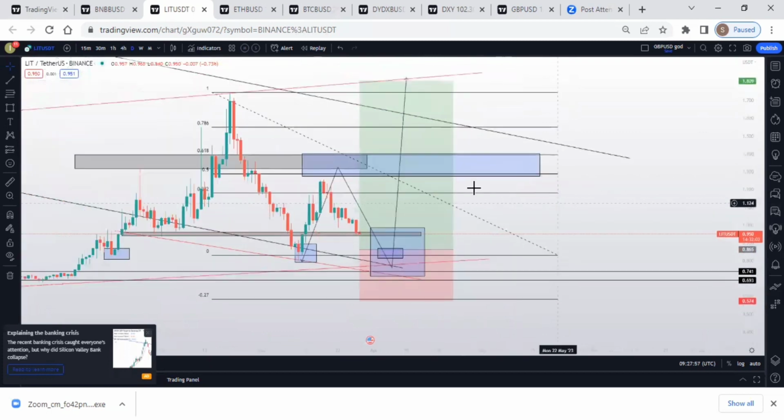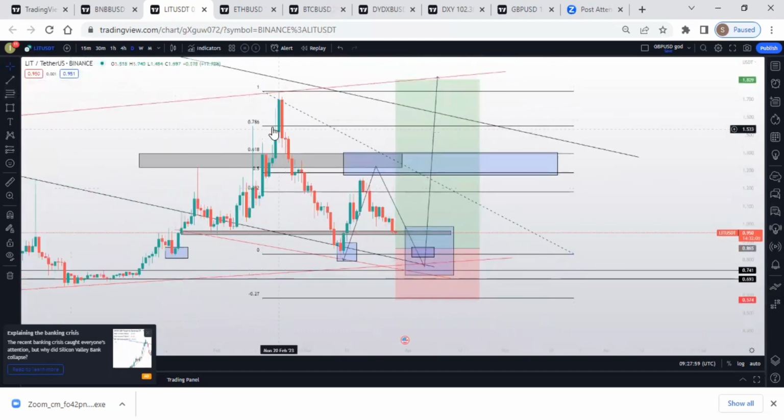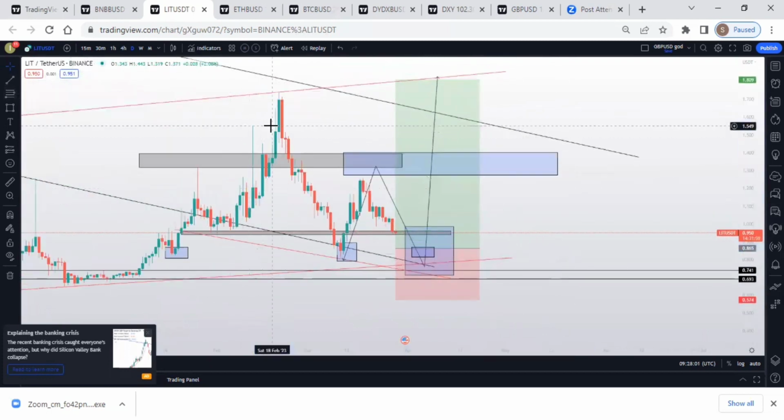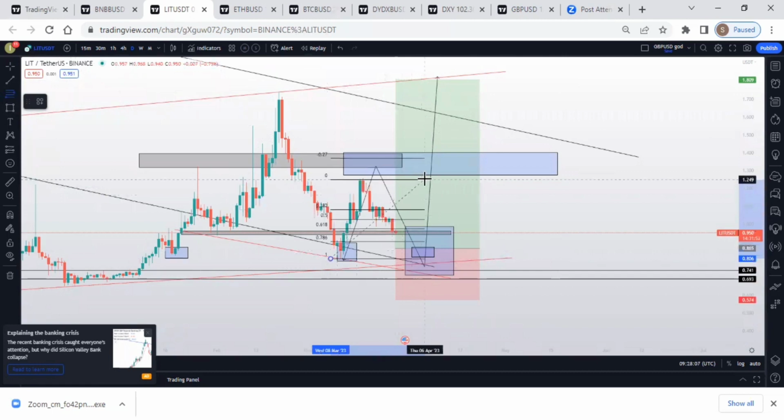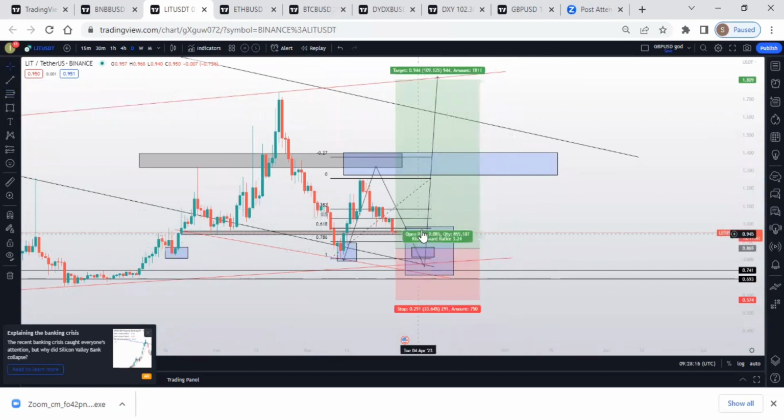What I did to get my entry was I brought out my fib tool again. So let me delete this previous one. I brought out my fib tool again and I placed it on this support here, and I placed it on the most recent high too, which is this point. Now it gives me my entry position. My entry position here now is going to be at 0.618.